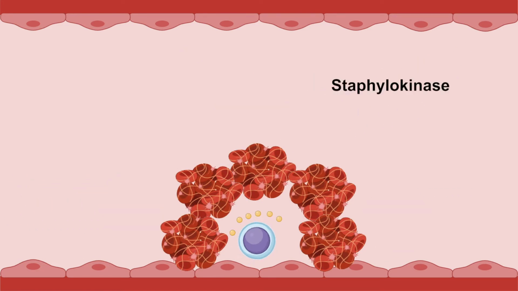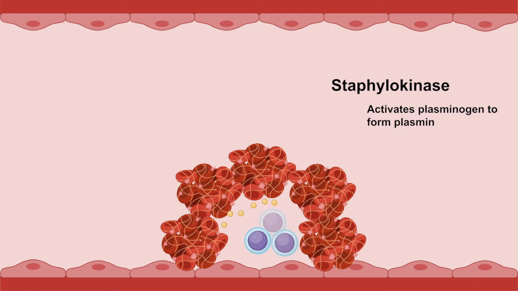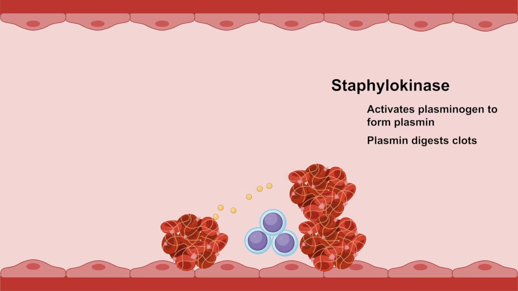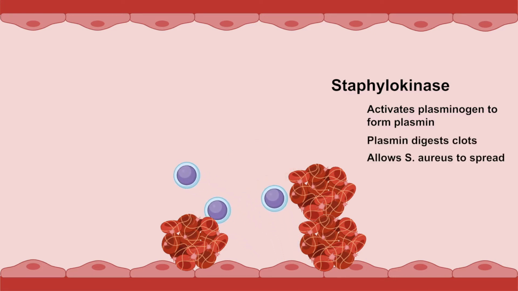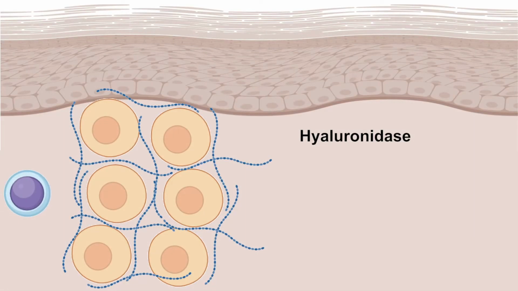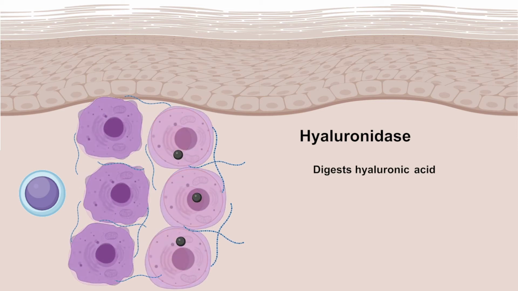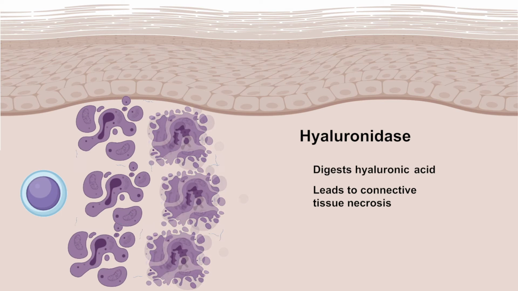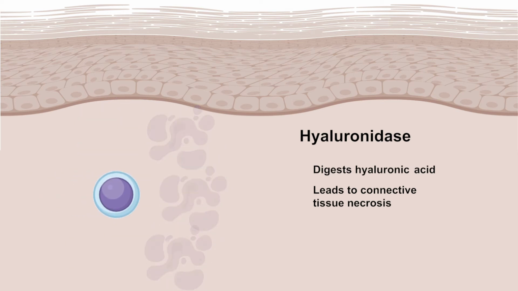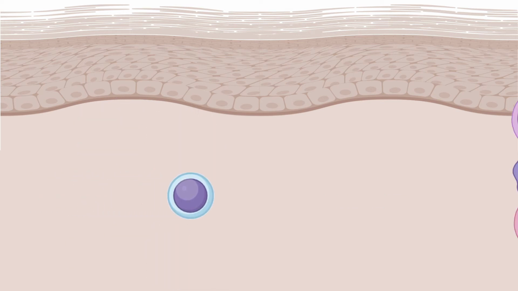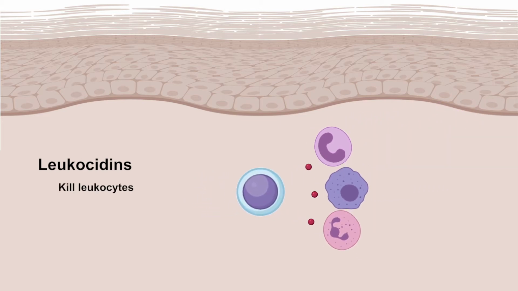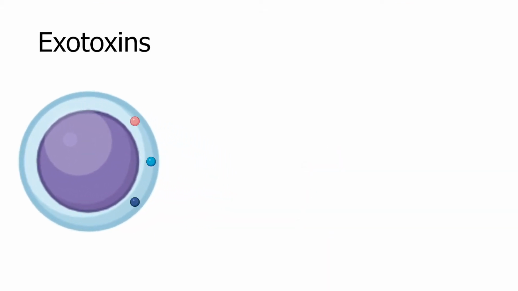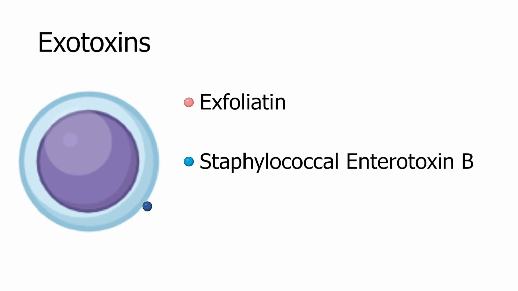The invasin staphylokinase activates plasminogen to form plasmin, which is able to digest the clots whenever it is ready to allow the pathogen to spread in the body. The enzyme hyaluronidase is produced so that hyaluronic acid can be used as a carbon source, and this leads to necrosis in connective tissue, allowing S. aureus to have a greater ease in spreading through the body. It also produces leukocidins that kill leukocytes. There are also a range of exotoxins that are used by S. aureus in causing tissue damage.